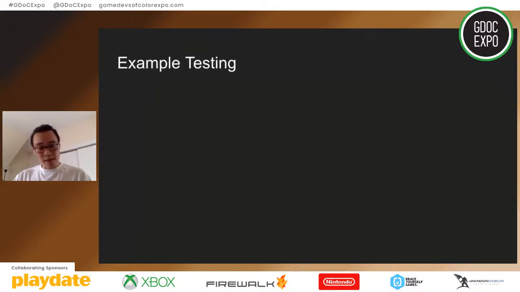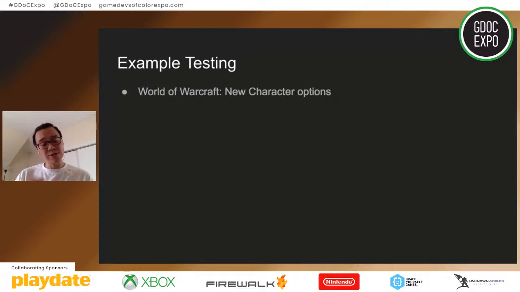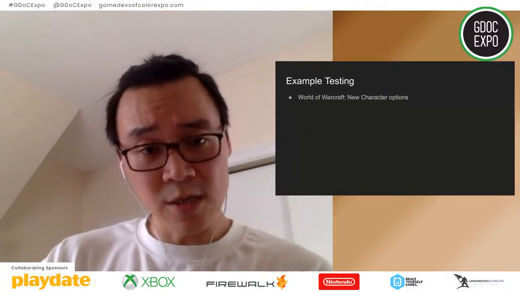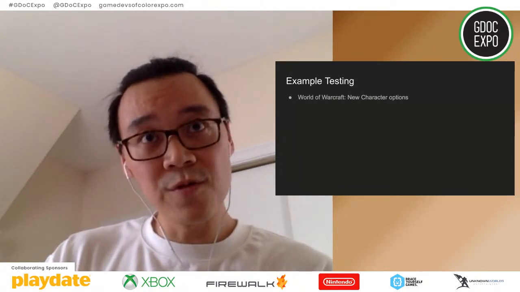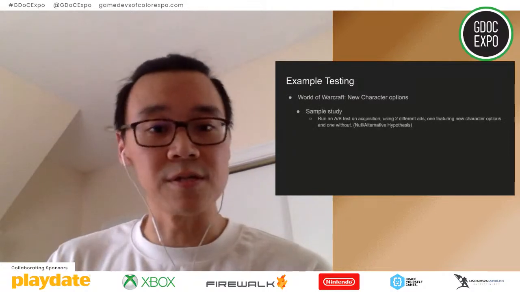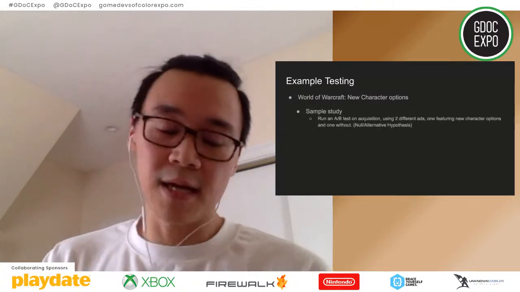So when we talk about inclusivity, I want to talk about an example of testing that I'm really interested in, which is World of Warcraft. They introduced new character options. And what I want to talk about is what happens if you do an acquisition campaign based off of these new character options, right? Let's run an A/B test on acquisition then.